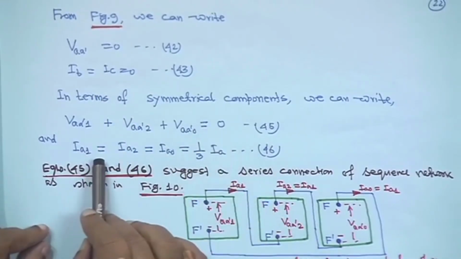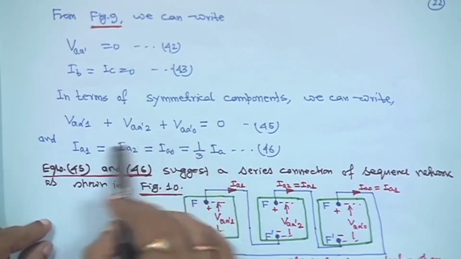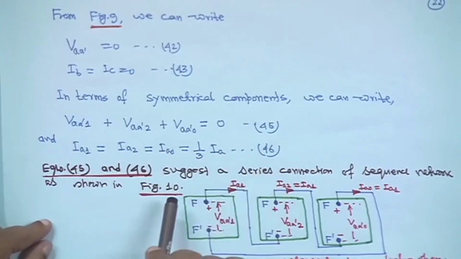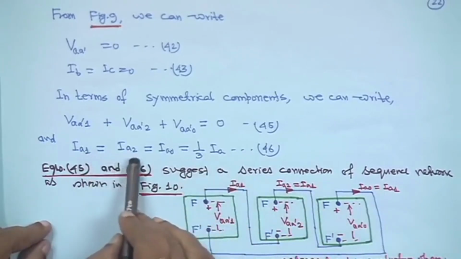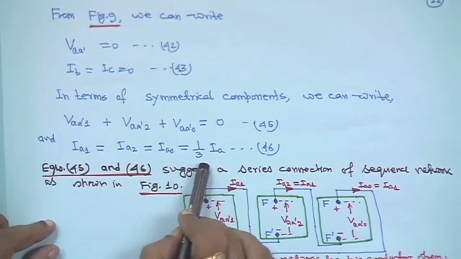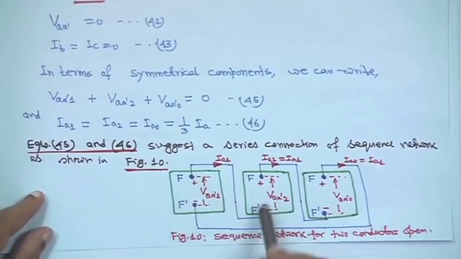You will get IA1 equal to IA2 equal to IA0 equal to 1/3 IA. All are the same. That means this condition suggests a series connection, because IA1 is equal to IA2 is equal to IA0. When currents are the same, it suggests a series connection. So, if it is a series connection, this is your F dash, F dash, F dash.